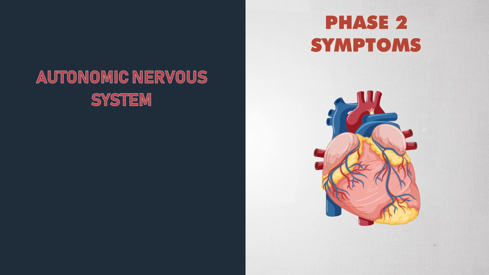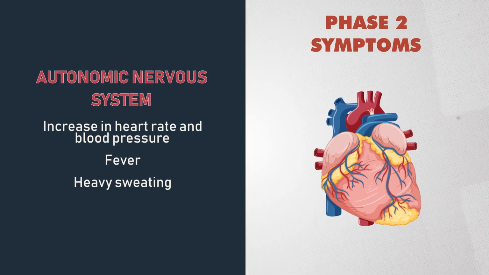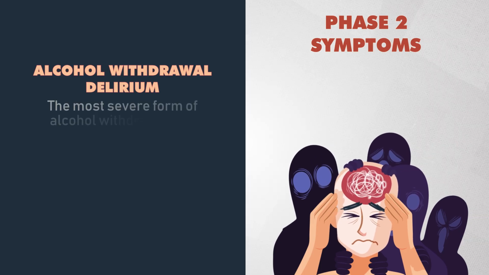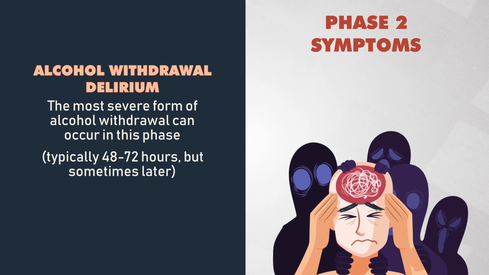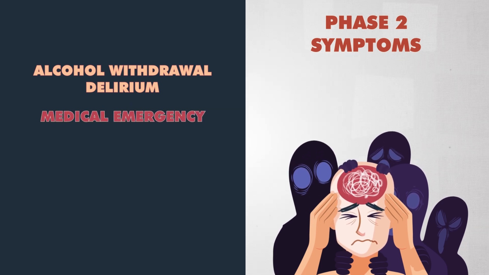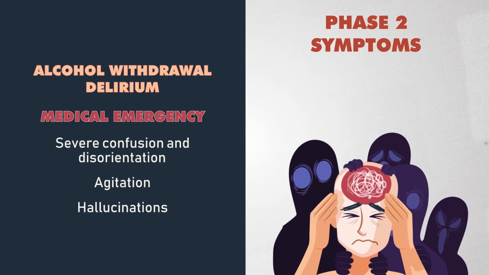Autonomically, we can have increased heart rate and blood pressure, fever, heavy sweating. Alcohol withdrawal delirium, that we were talking about, is the most severe form of alcohol withdrawal and can occur in this phase, 48 to 72 hours, but even later. It is a medical emergency, and it is characterized by severe confusion and disorientation, agitation, hallucinations.